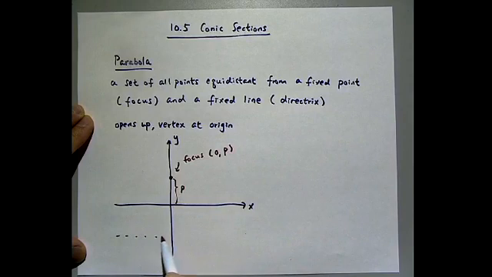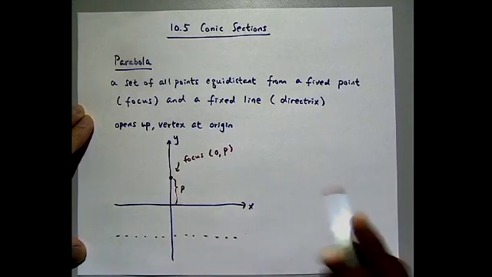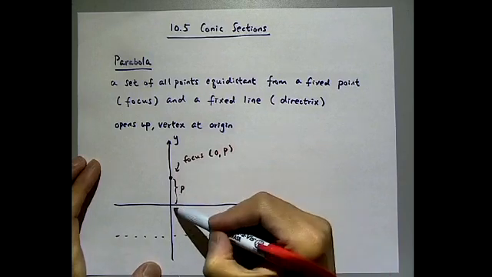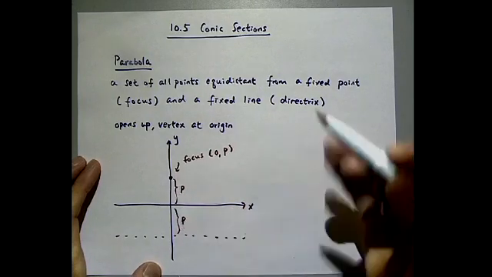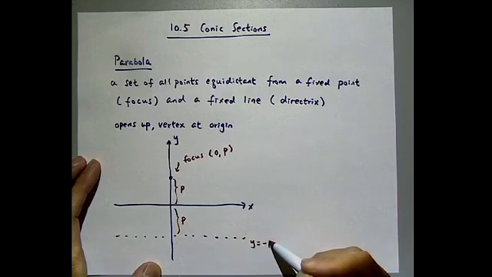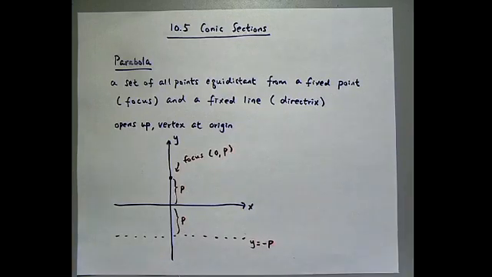The directrix is on the other side of the vertex at the same distance away. It's not part of the parabola, so we treat it kind of like an asymptote. It's not exactly an asymptote, but it's the same idea. It's a line that doesn't exist, but it helps us guide the sketching and get the equation out of it. It is also at a distance p away from the origin, and the equation is y equals negative p.